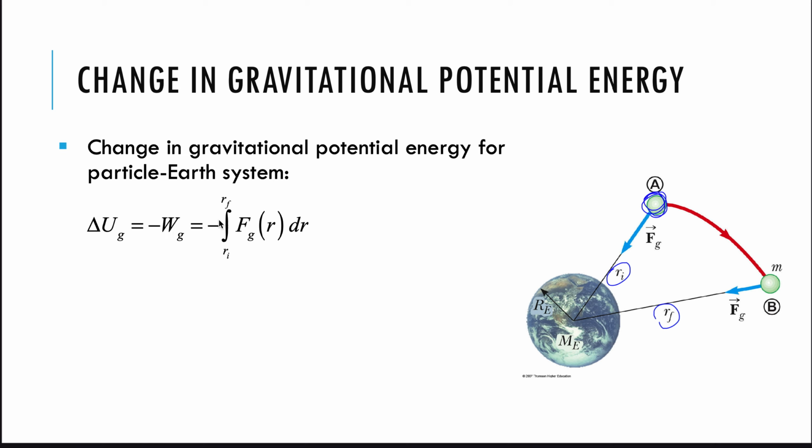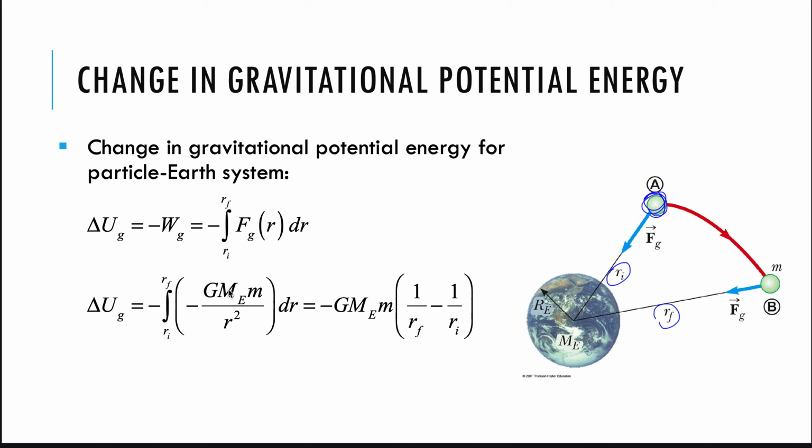We know this because we know the gravitational force is a conservative force. So if we take the negative of the integral of this gravitational force, this is what it's going to look like. We're going to plug in the gravitational force between the Earth and a particle that has mass m. We're going to integrate, and we're going to end up with this expression here. Negative G, mass of the Earth, times mass of particle, times 1 over r final minus 1 over r initial. Whenever we're talking about gravitational potential energy, we care about the change in the energy.